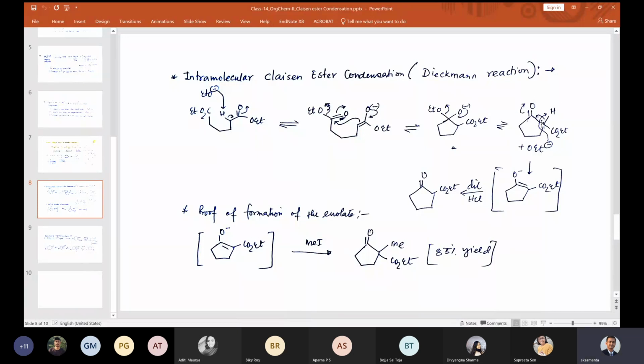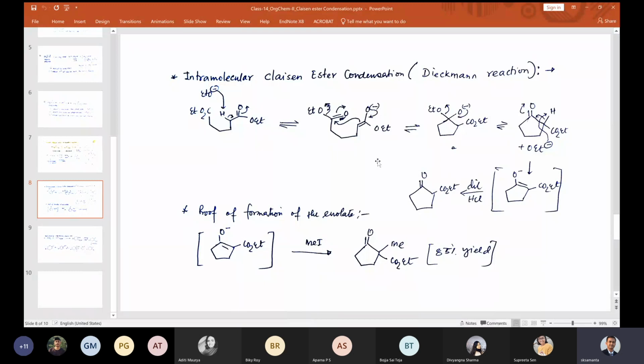And now here again, this is the third equilibrium. OEt minus is present in the reaction medium, which picks up this proton because this is your alpha proton. This is your acidic proton. It picks up this proton to form this enolate. This is the third equilibrium. Correct? And now if you add dilute HCl, then it picks up the proton, and then after tautomerism, it becomes like this.